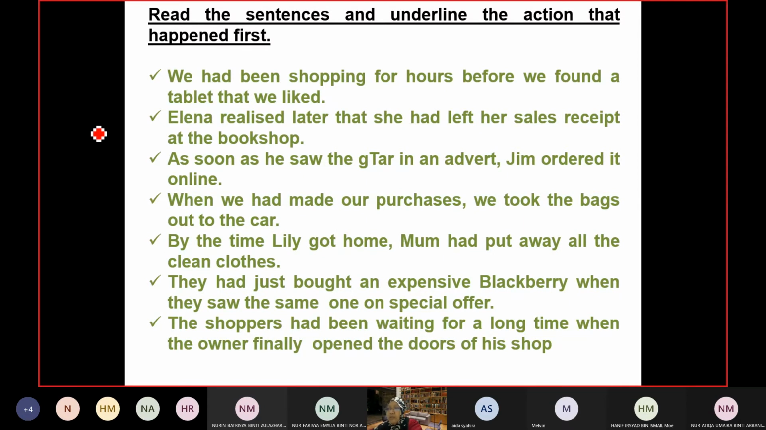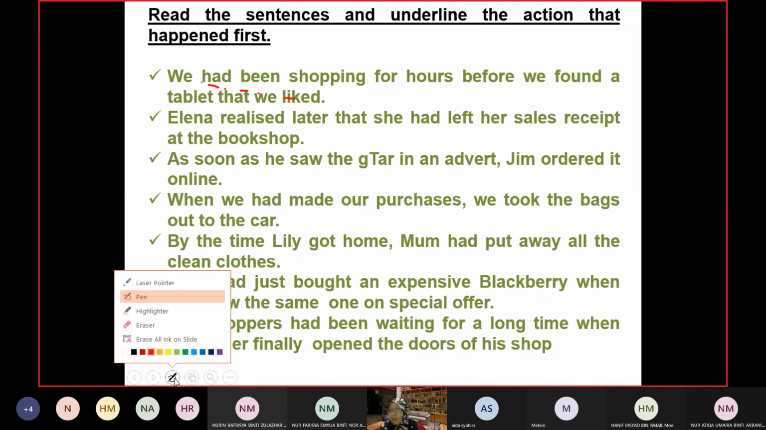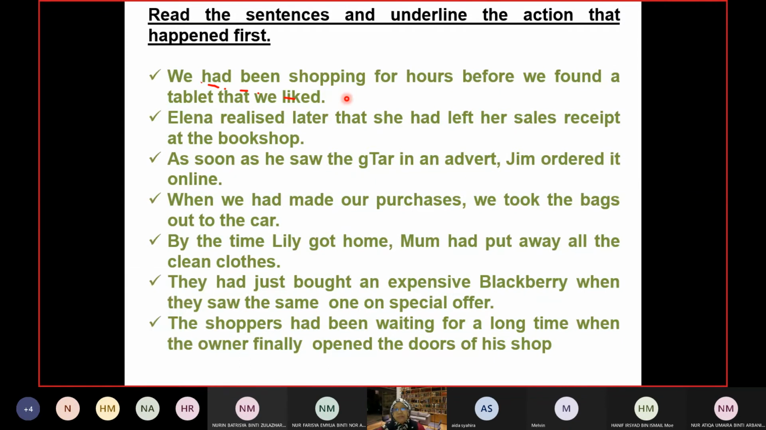Okay, we start with Atika Umaira. Had been shopping. Yes, this one had been shopping is the first one. All right. Number 2 followed by Nur Safika. Had left her sale receipt at the bookshop. Alright, so the second one is had left.